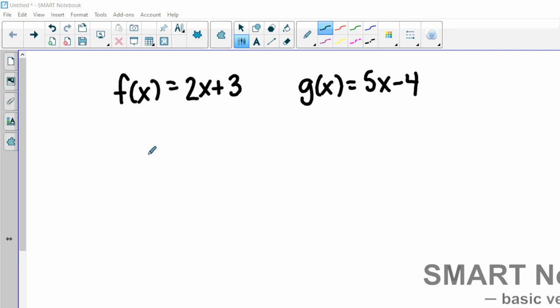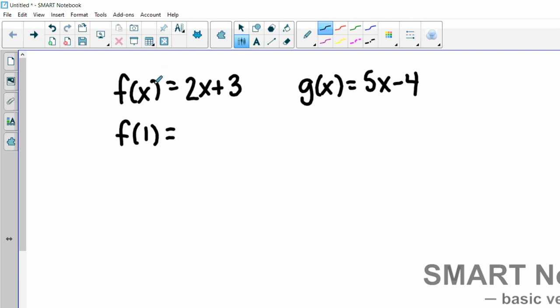Next one we're going to talk about is function arithmetic. Now we already know about function notation and how it works. So if we have some functions given to us, maybe f of x equals 2x plus 3 and g of x equals 5x minus 4.